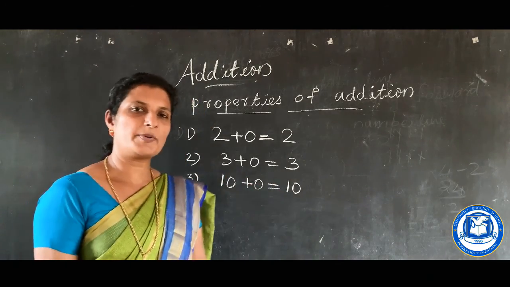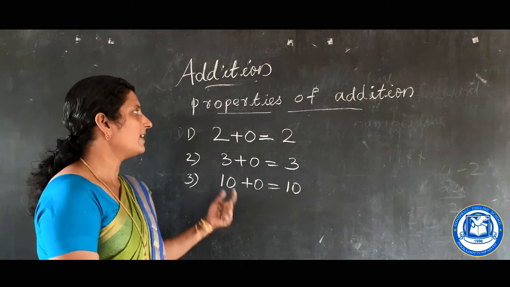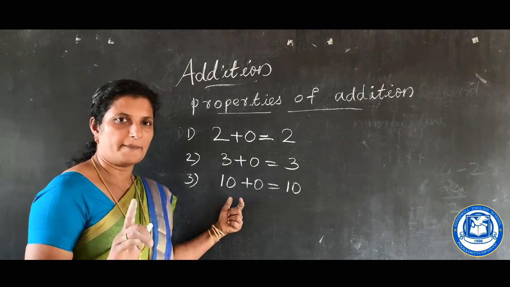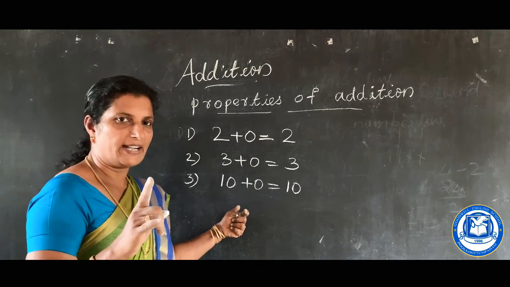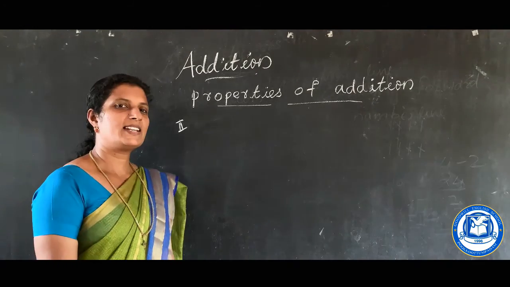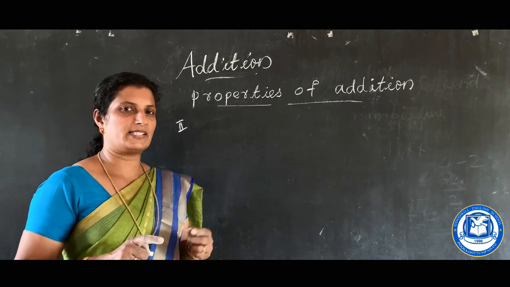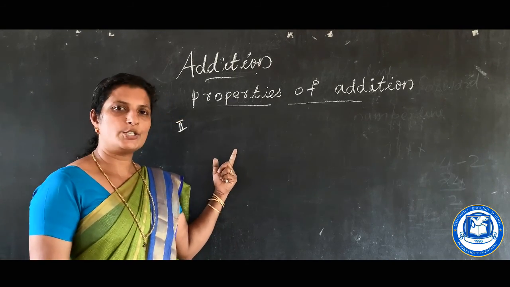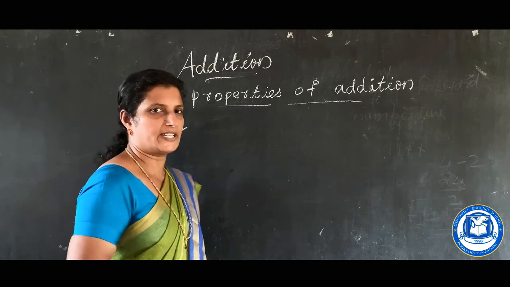Okay, the next property of addition, the second point, is that if 1 is added to a number, the answer is the number that comes after. Okay, children, next we go to the second property of addition: adding 1 to a number gives the number that comes after.